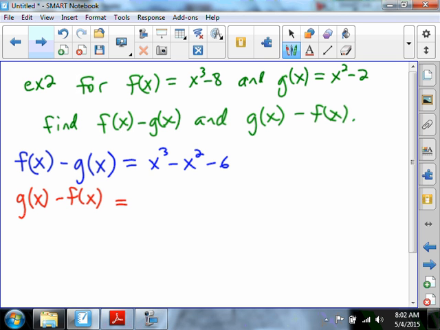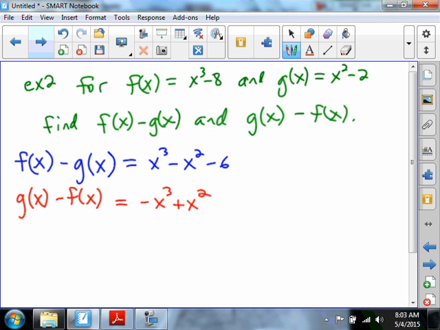And again, since these are polynomials, we should put the terms in descending order by degree. So let's see, g of x minus f of x. We're going to start with the x cubed term, but it's not going to be positive 1x cubed. It's going to be negative x cubed because we're subtracting that quantity. So it's going to be negative x cubed plus x squared. Good. And then g of x has a negative 2, and when we minus the minus 8, it's going to be plus 8, so it's going to be plus 6.